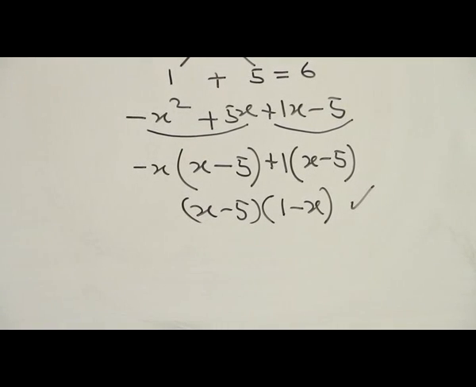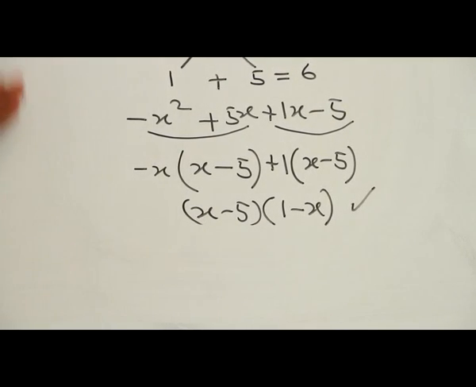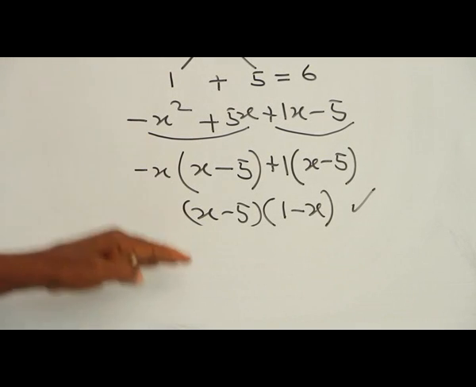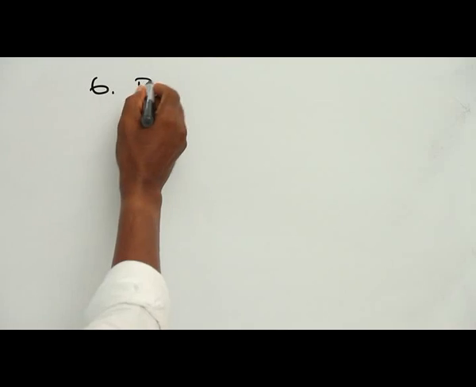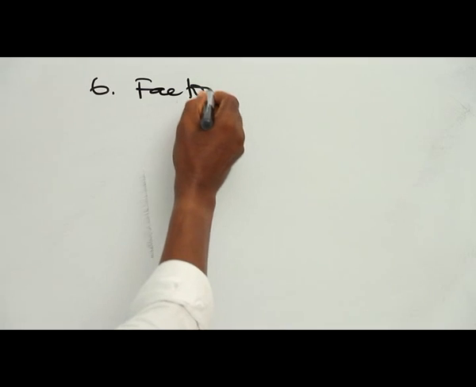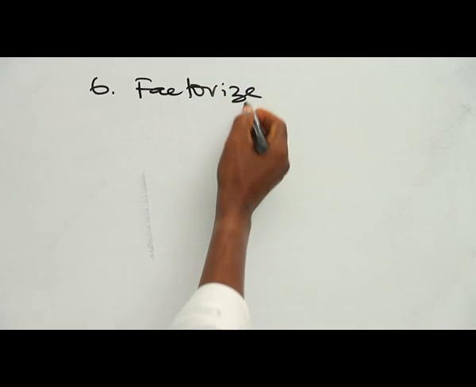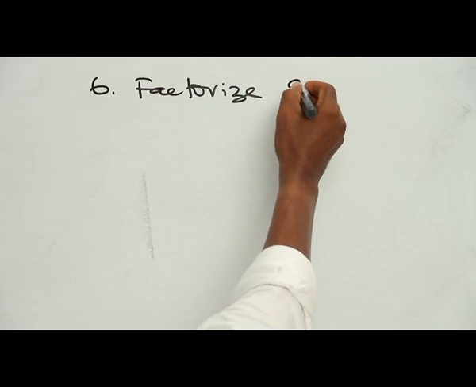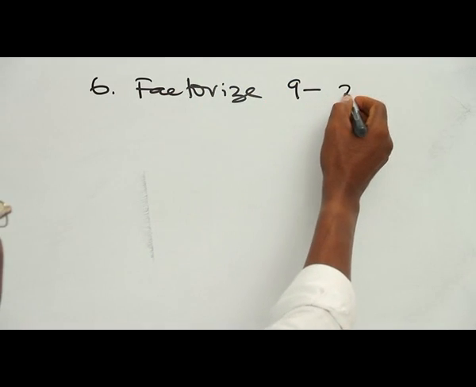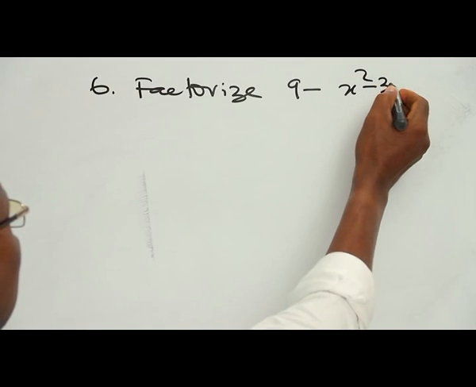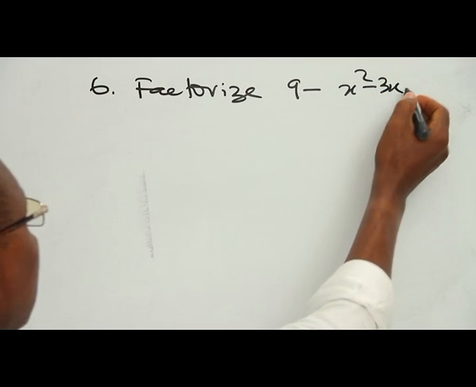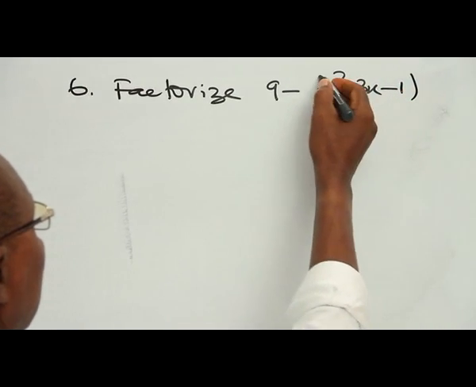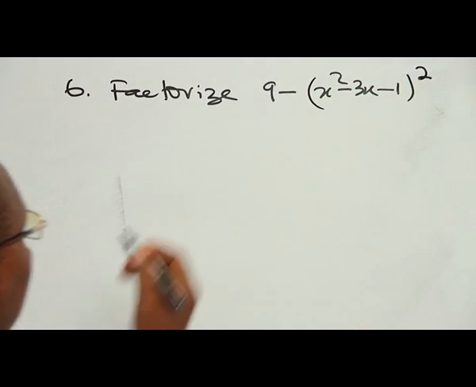So whichever way you look at it, you can rearrange it in the standard form and you carry on with your factorization. Factorize 9 minus s squared minus (3s minus 1) all squared.